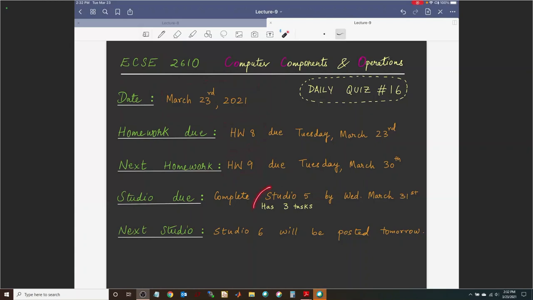Studio 5 has 3 tasks, and I recommend that you continue working on it this week as well as next week. It's due Wednesday of next week. But the checkoff process is going to be a little bit time-consuming, so try to get the tasks done and checked off early. Don't wait till the last moment.